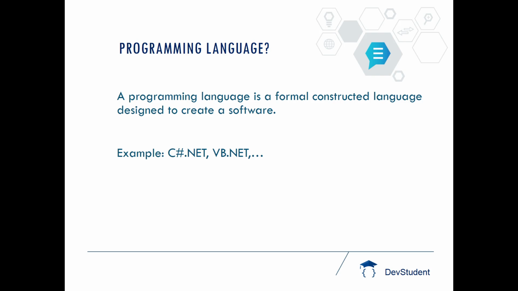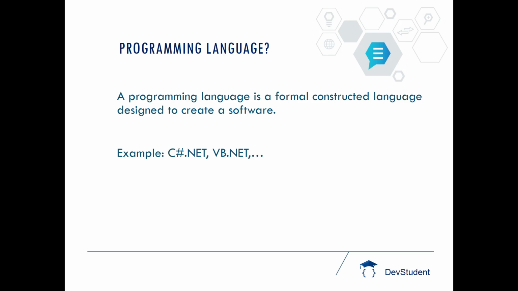So programming language is a formal structured language designed to create software. If you want to create any software, you have to implement some functionality which is achieved using programming languages. So they have some formal syntaxes, based on which we have to write the code which is compiled by the compiler, and it is going to give us an output as software.